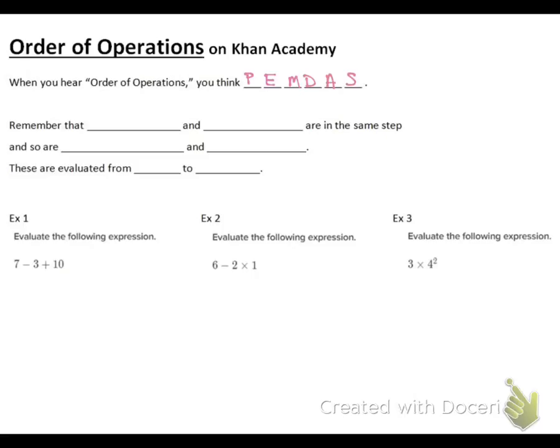So when you're working order of operations, you think PEMDAS. The P stands for parentheses. The E stands for exponents. The M stands for multiply. D stands for divide. A stands for add. And S stands for subtract. So you work that in order going from left to right.